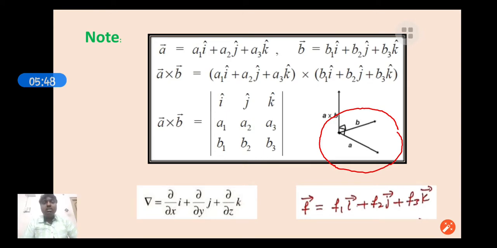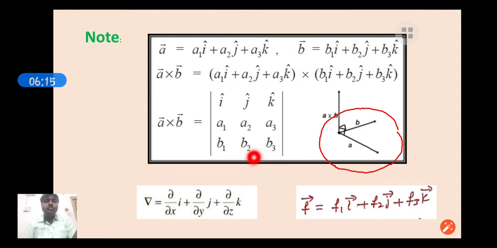Curl is nothing but del cross f bar. Already I know the vector differential operator del. Del is equal to dou by dou x i bar plus dou by dou y j bar plus dou by dou z k bar. This is the definition of del. Now I take the vector point function f bar in component form, f1 i bar plus f2 j bar plus f3 k bar.